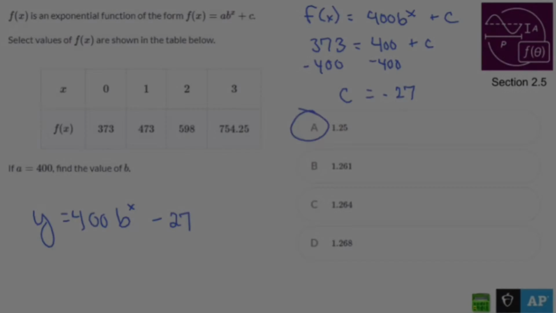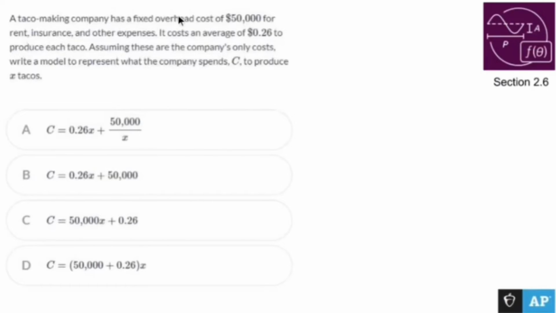A taco making company has a fixed overhead cost of 50 grand for rent, insurance, and other expenses. It costs an average of 26 cents to produce each taco, assuming these are the company's only costs, which is definitely not true. Write a model to represent what the company spends to produce x amount of tacos. Well, C is cost, and you're going to start out with $50,000.